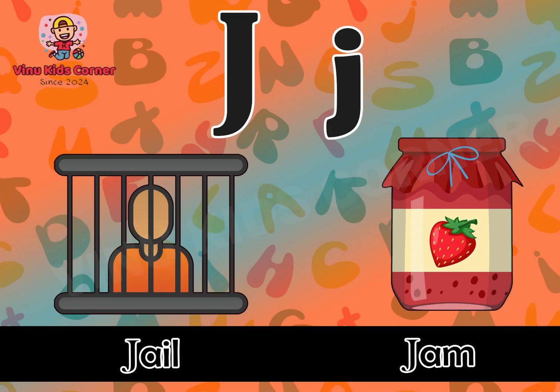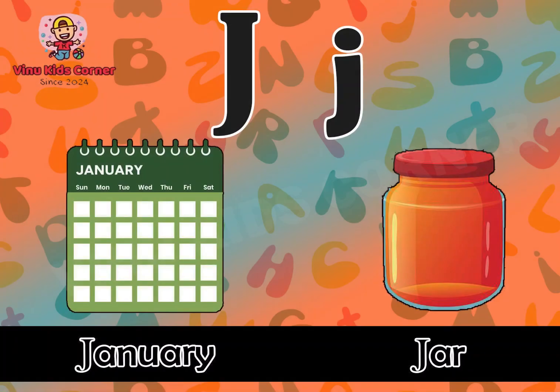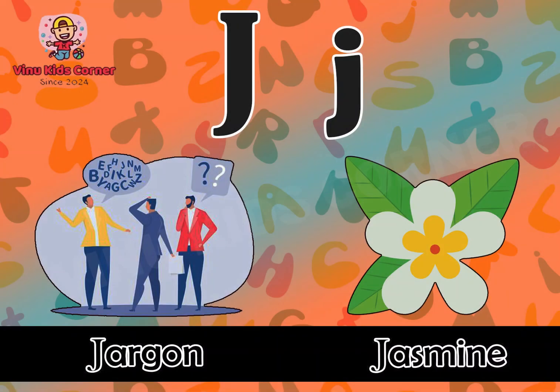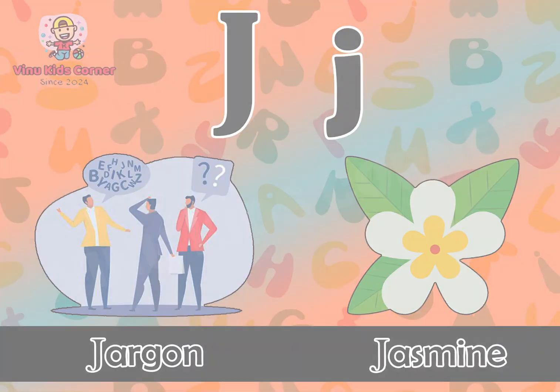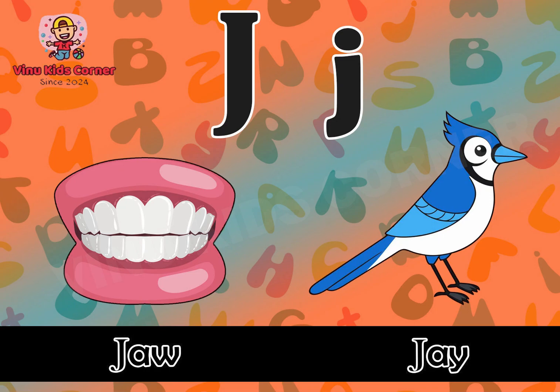J is for jail. J is for jam. J is for January. J is for jar. J is for jargon. J is for jasmine. J is for jaw. J is for J.